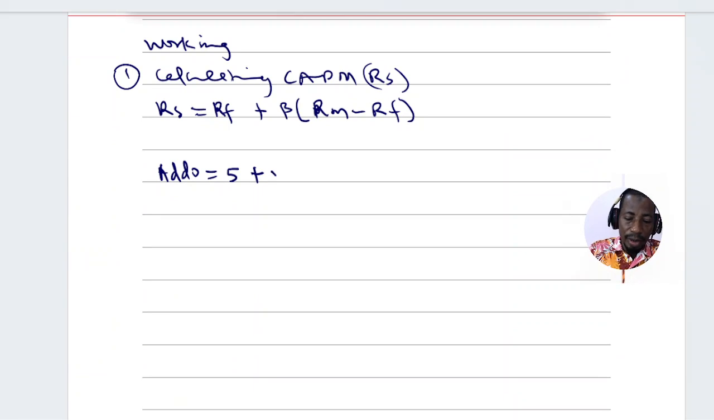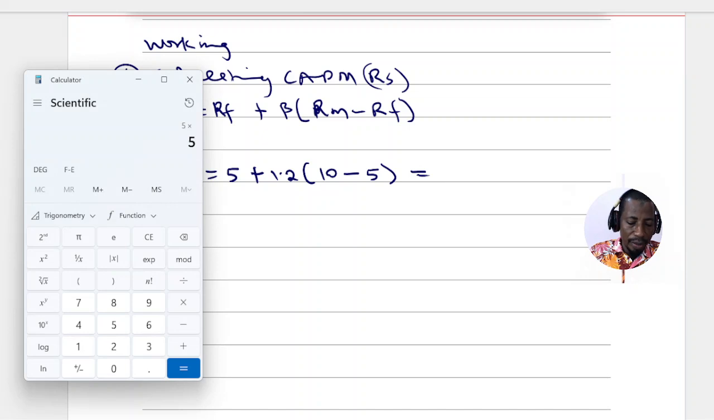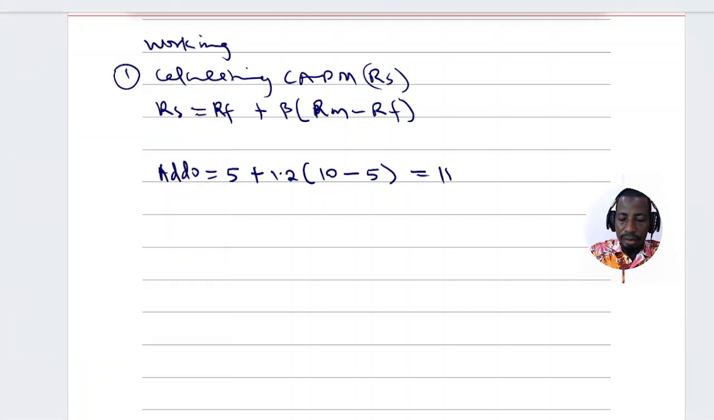So multiply by 1.2 into market return of 10 minus risk-free rate of return of 5. This will give 5 multiplied by 1.2, then plus 5, equal 11%. So the cost of capital of Ado is 11%.